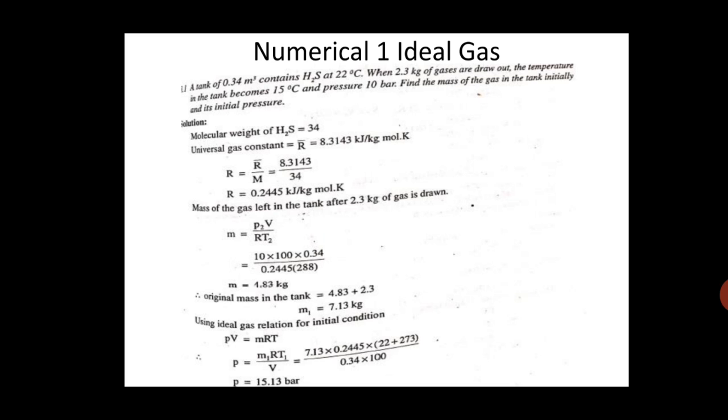T you get in Kelvin, mass may be given or you calculate. P is in bar, which means you multiply with 100, and volume should be in meter cube. This is how you solve the numericals. Thank you.